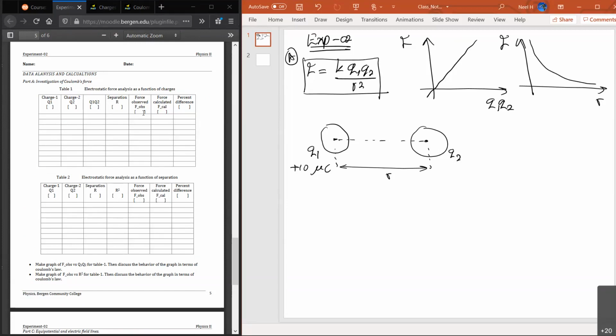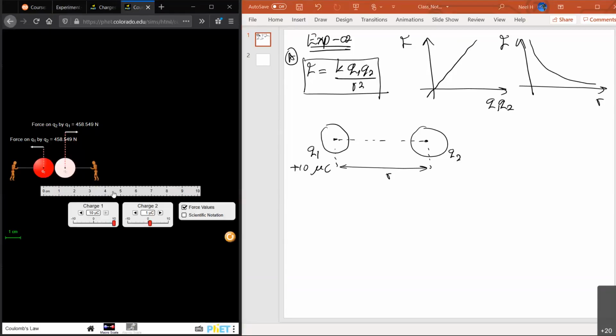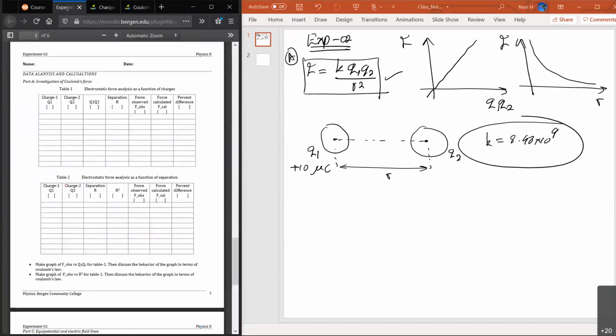Force observed is the number you directly observe from the simulation. Force calculated is found by using this equation. Since I know Q1, Q2, R, and K, I can do the calculation. K is 8.98 times 10 to the 9. It's a constant. So technically, table number 1 is testing this equation by using the simulation.